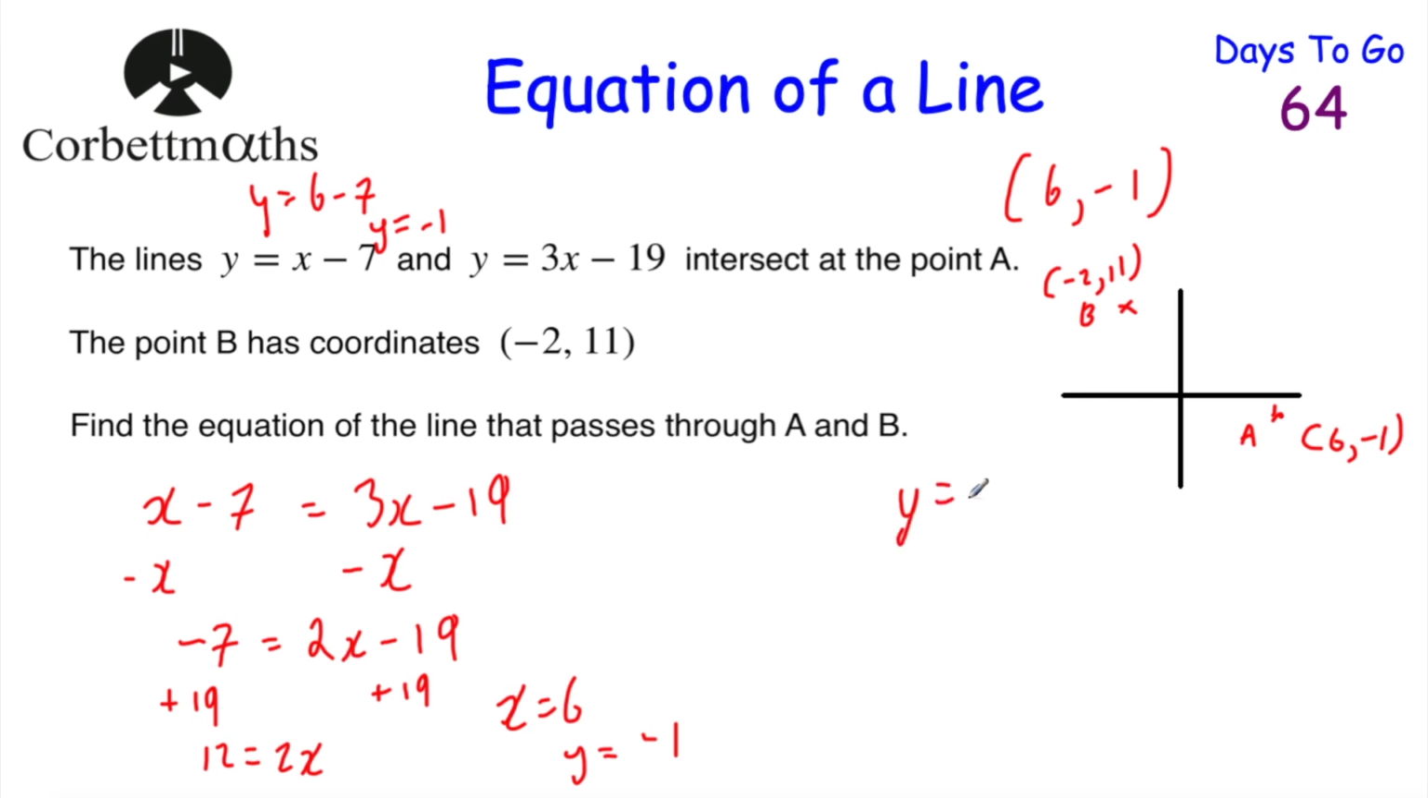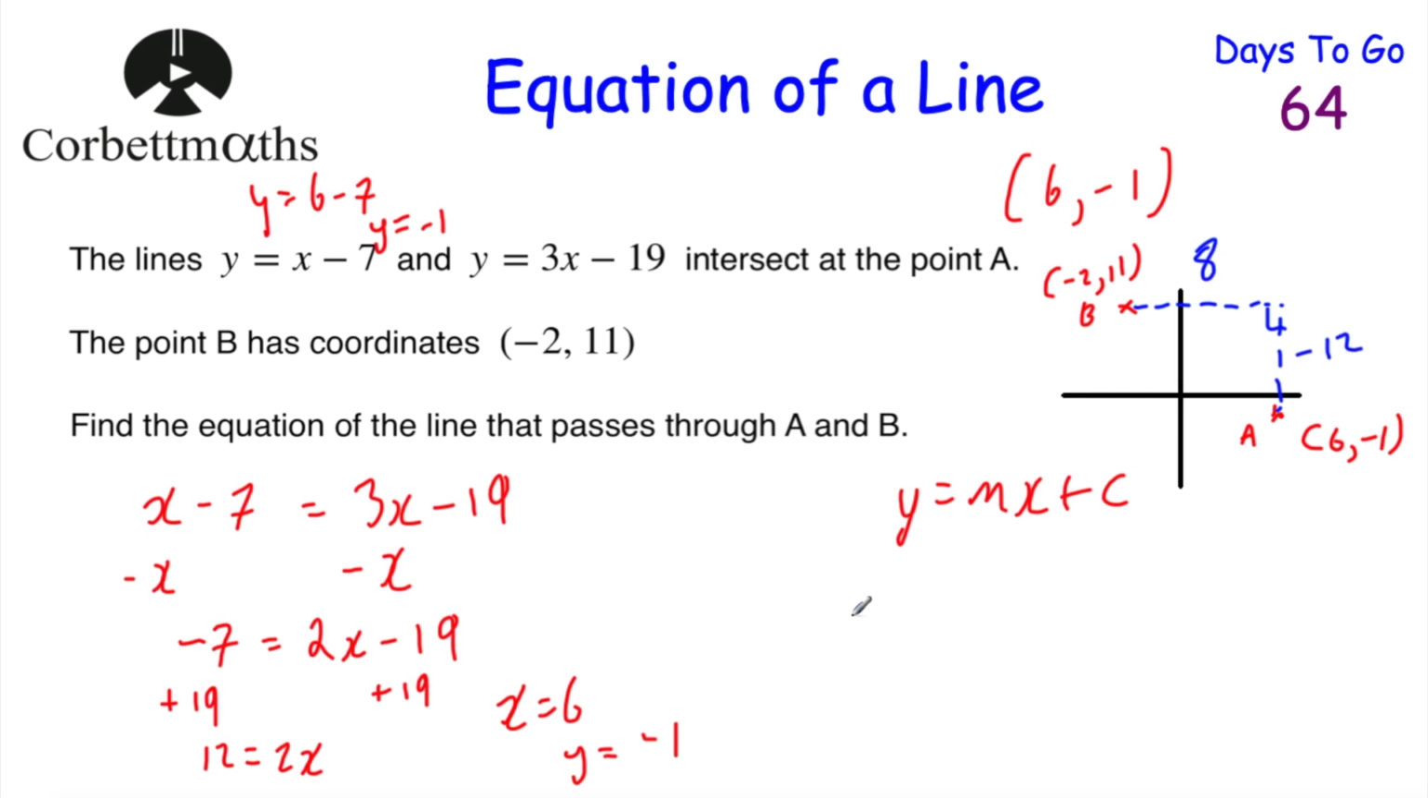So it's going to be y equals mx plus c. And we want to find m the gradient and c the y-intercept. So let's find the gradient to begin with. To find the gradient, let's make our little triangle. So let's go across and down. In terms of the run, we're going from negative 2 to 6, so we're going 8 across, the run's 8. In terms of the rise, we're going from a height of 11 down to negative 1, so the rise would be negative 12.